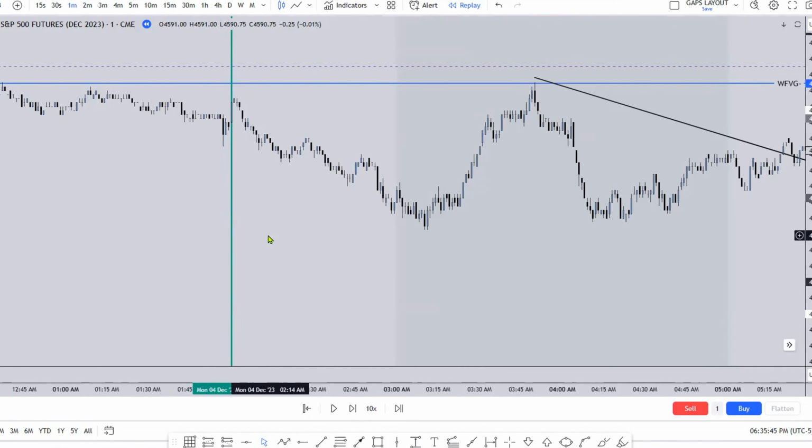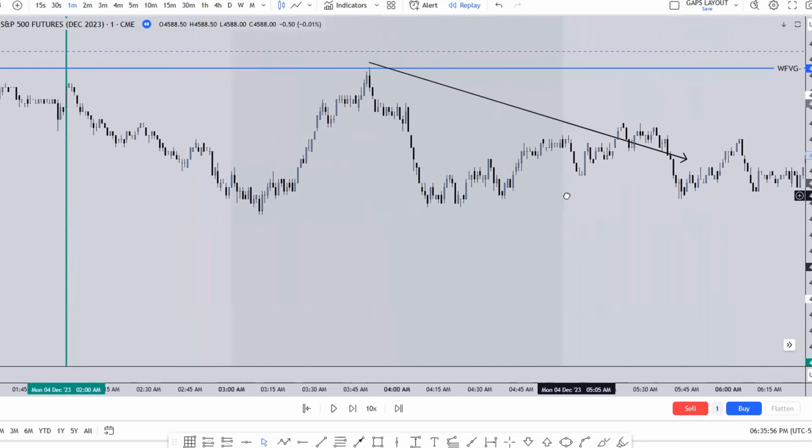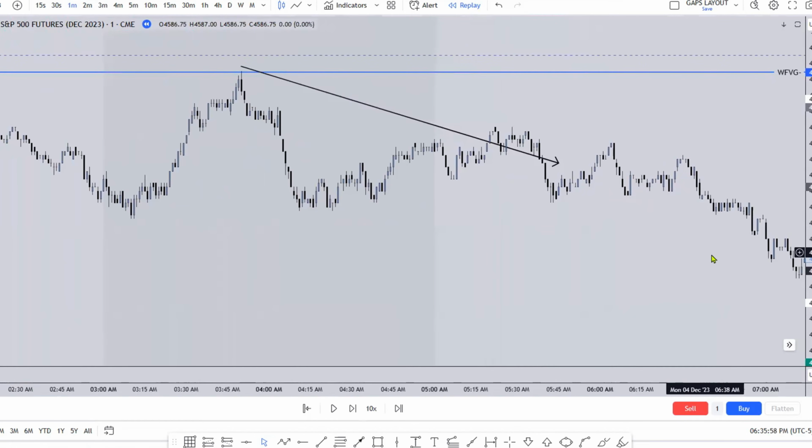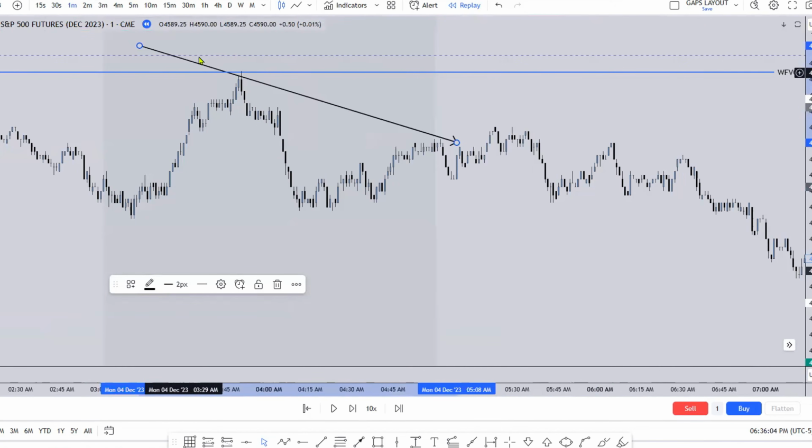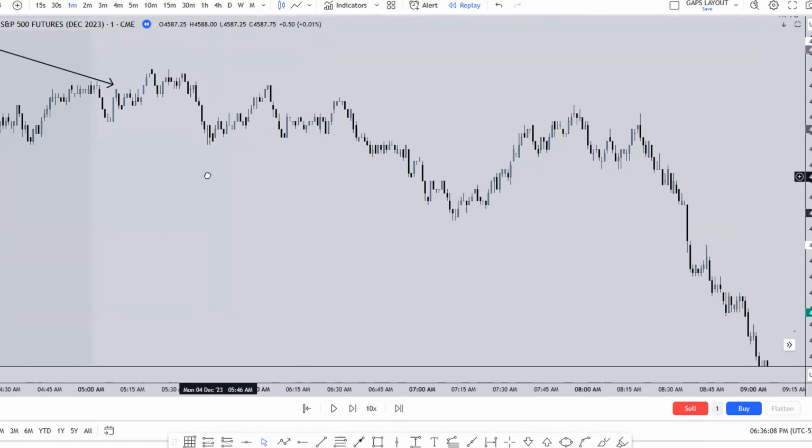So if you see here during London, 2 a.m., we opened London. We were pretty bearish, drove higher, taking out some liquidity, and then ultimately we kept closing lower and lower. So as we head into the New York session, I'm going to be looking for a continuation of this move down from London. Okay. So we're going to be looking for continuation.